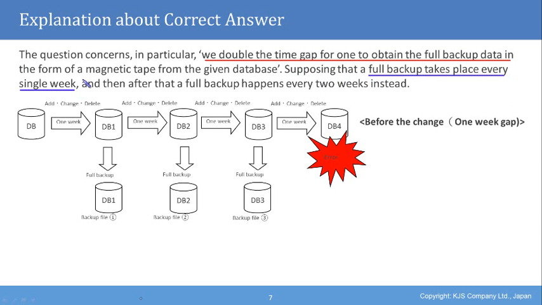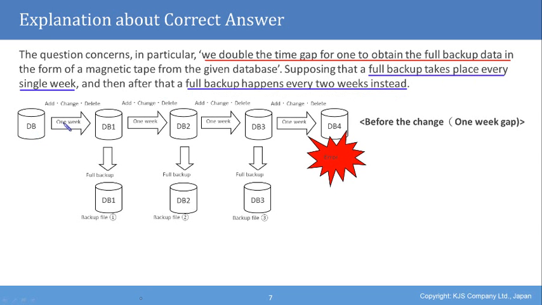In the second scenario, we're going to then, after that, consider a full backup happening every 2 weeks instead. So first of all, let us have a look at the first picture, that a full backup takes place every single week. So first of all, we have the original database.